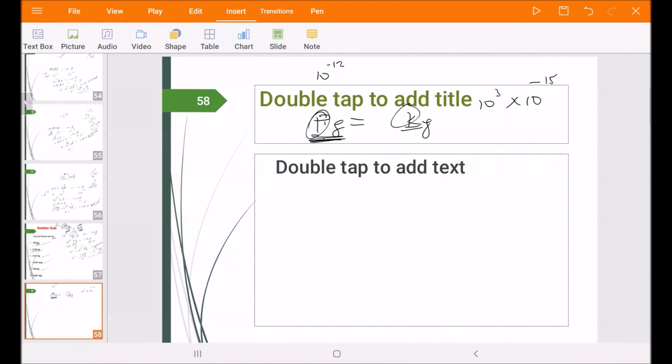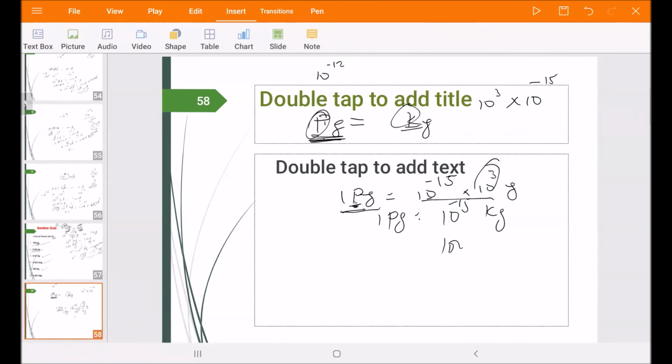Picogram is 10 to the power of minus 12 times 10 to the power of minus 3 gram, so the relation between picogram and kilogram is 10 to the power of minus 15. So 1 picogram is equal to 10 to the power of minus 15 kilogram. So 100 picogram in base units is 10 to the power of minus 13 kilogram.